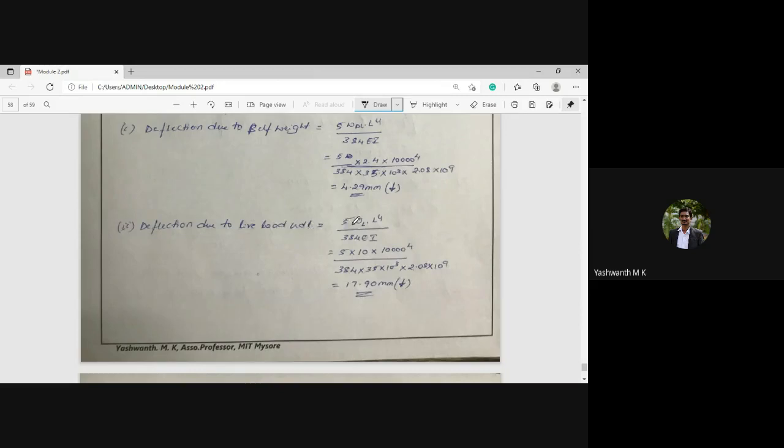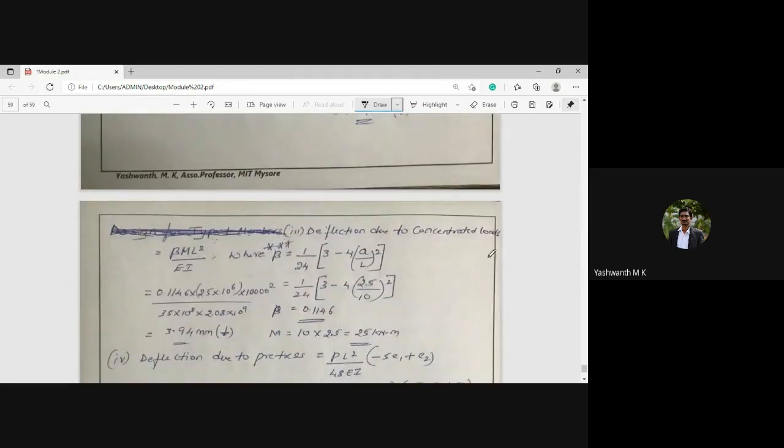As the live load is UDL, the formula is 5 into W_L into L to the power of 4 divided by 384 into EI. That is 5 into, the live load is 10 kilonewton per meter or newton per millimeter, into 10,000 to the power of 4 divided by 384 into 35 into 10 to the power of 3 newton per millimeter square into 2.08 into 10 to the power of 9. Which is 17.90 millimeter, which is acting downwards. Am I right?